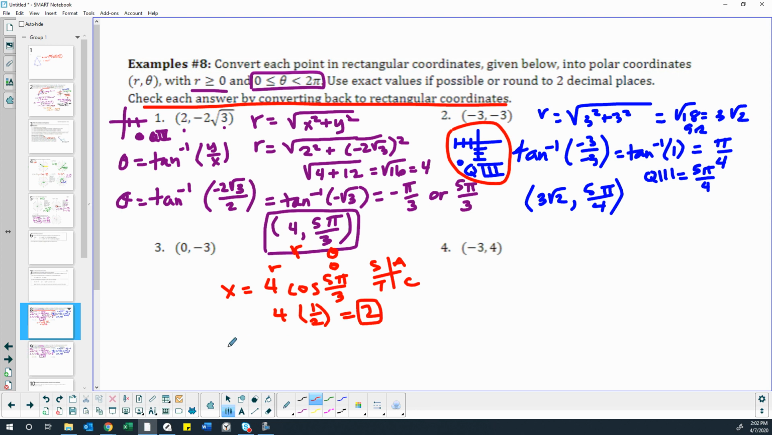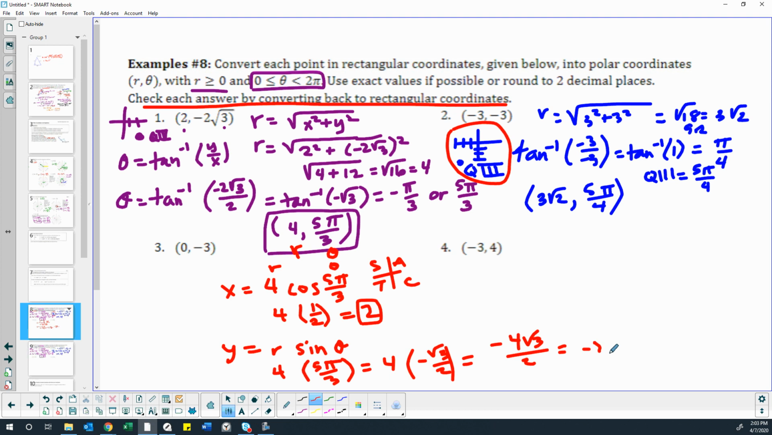So there's x. And then y would be our sine theta. So we do 4 times the sine of 5 pi thirds. And the sine of 5 pi thirds is negative square root of 3 over 2. So we get -4 square root 3 over 2, which is -2 square root 3. And that's our y value. So then our xy value is 2 comma -2 square root 3. Check that with our original problem. Ta-da. Yes.